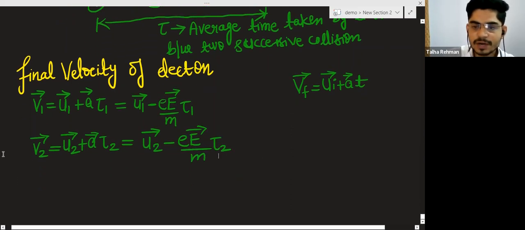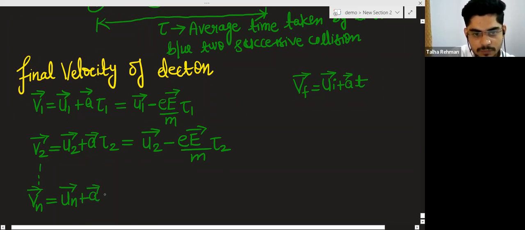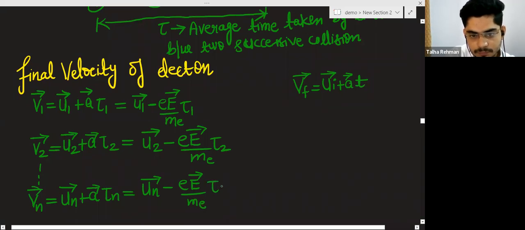So we can write for n number of electrons. For the nth electron, this is the mass of the electron. So this is the expression for final velocity.